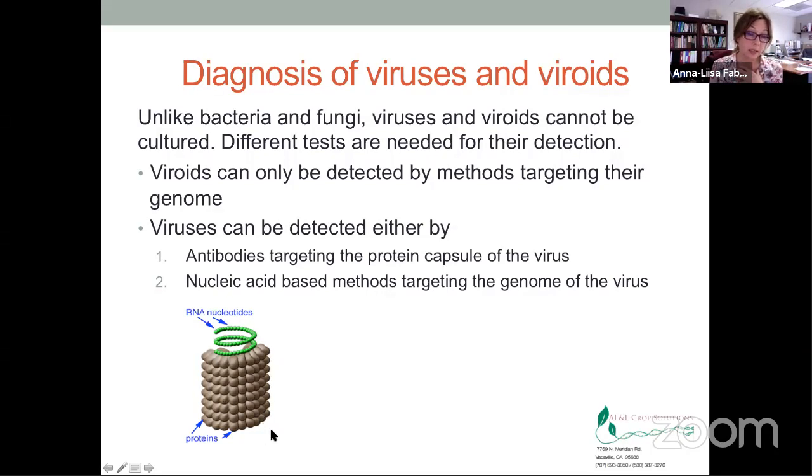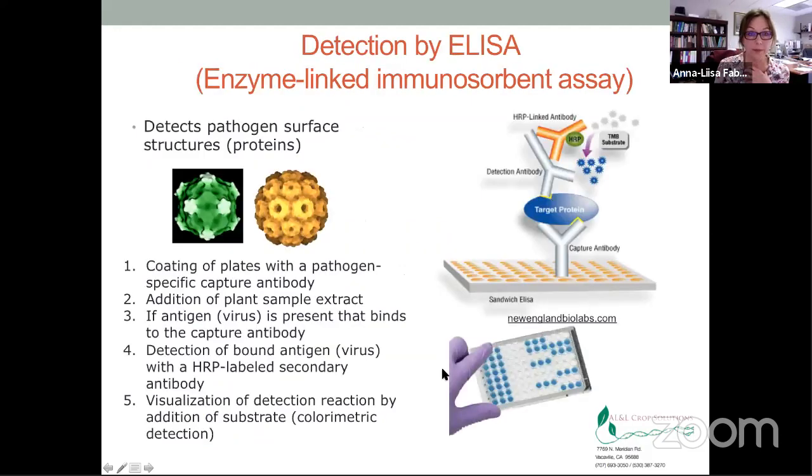This is part of the tobacco mosaic virus genome here. So RNA is packed inside of this protein, called protein particles, and antibodies can be used for targeting those structures. We will talk a little bit about methods that can be used for detecting viruses and viroid RNA in a little bit.